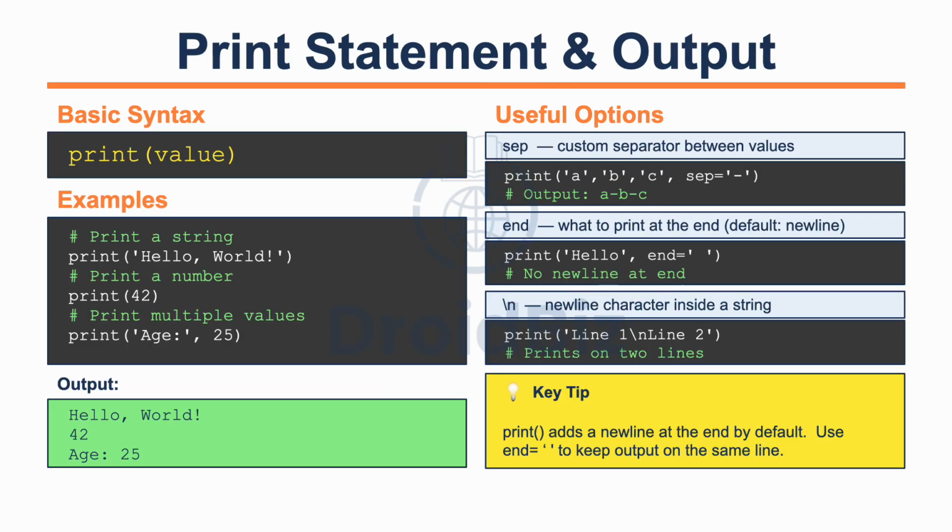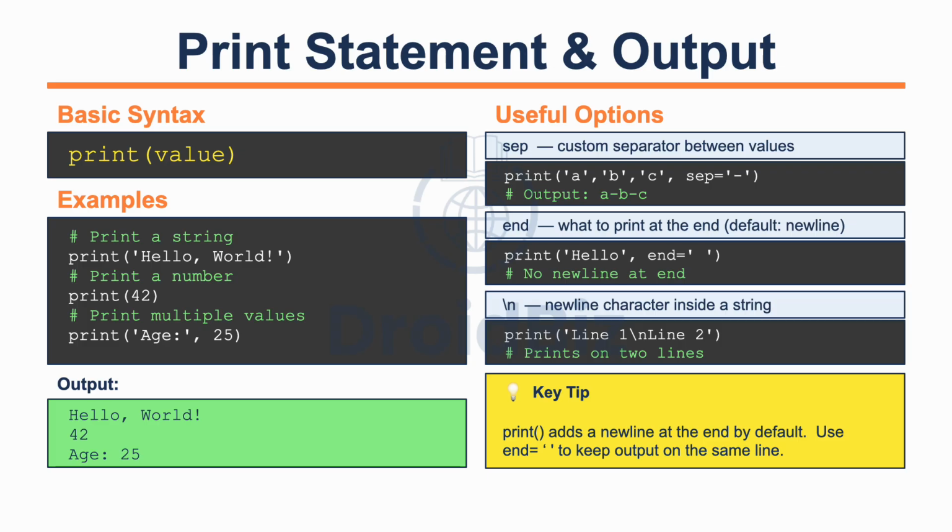Now, let us look at one of the most important functions in Python, the print function. The print function is how you display output to the screen. The basic syntax is print, in parentheses, the value you want to show. Let us look at some examples. To print a string of text, write print in parentheses "hello, world" in double quotes. Python displays hello world. To print a number, write print(42). No quotes needed for numbers. Python prints 42. To print multiple values, separate them with commas.